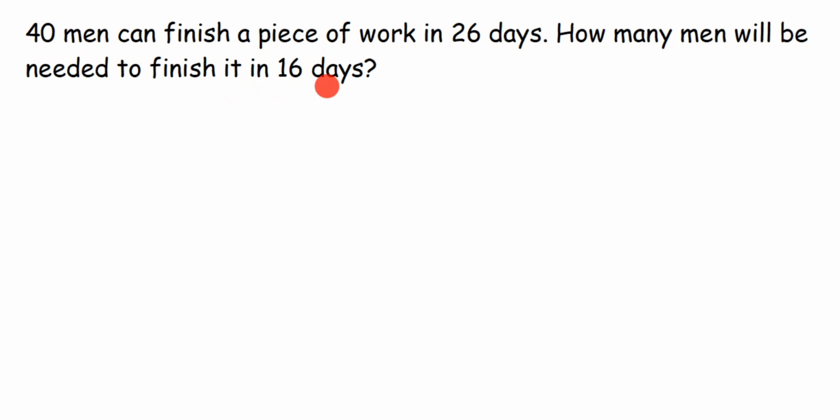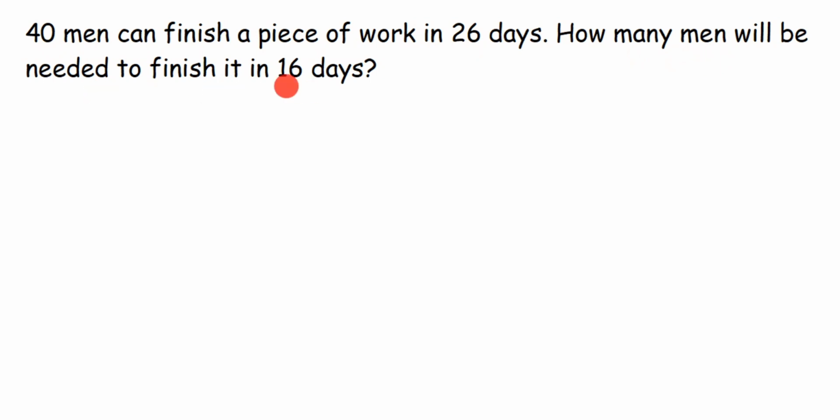Now, when you see this type of question, you have to look if this is a direct proportion or inverse proportion. What is direct proportion? When one quantity increases and the other quantity also increases, then we say it's direct. In inverse proportion, one quantity increases and the other decreases. For example, in this case, 40 men can finish a piece of work in 26 days. The question is, how many men will be needed to finish it in 16 days?